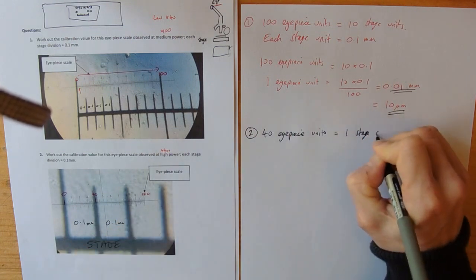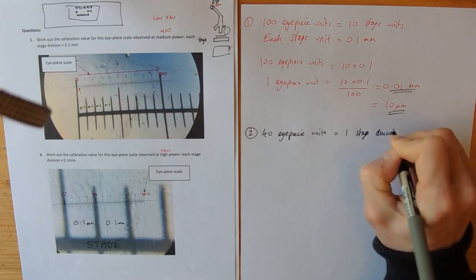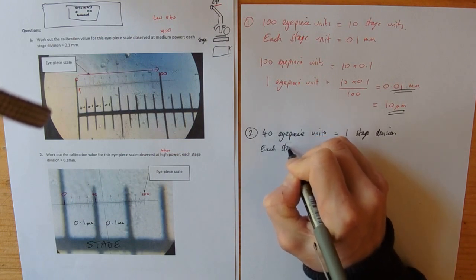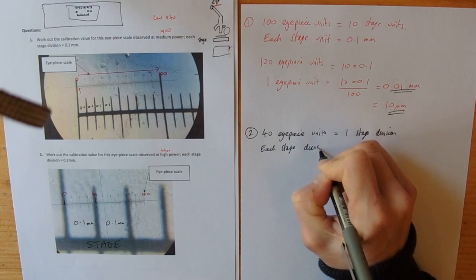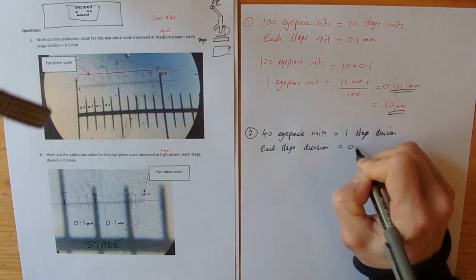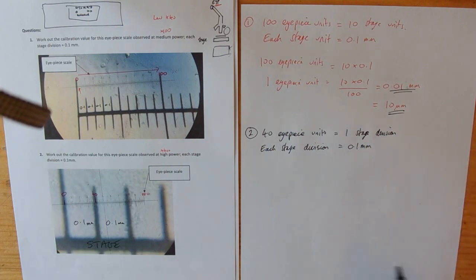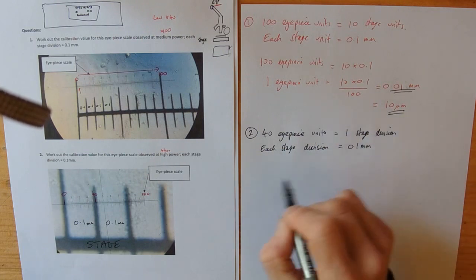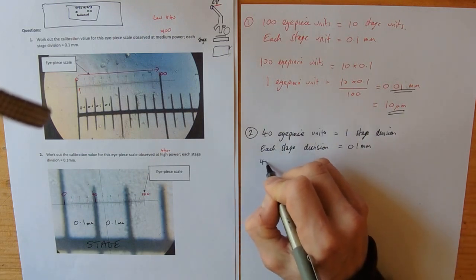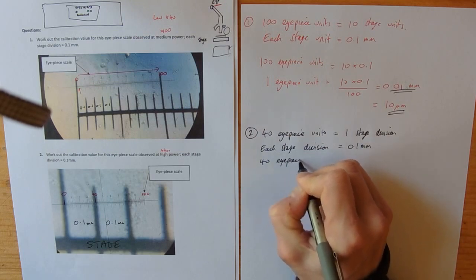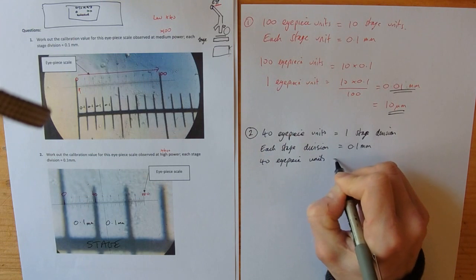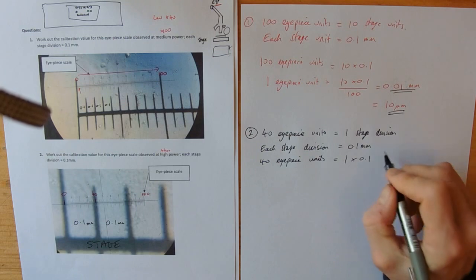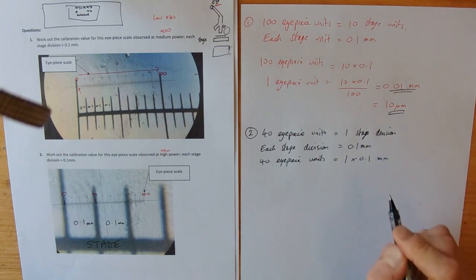One stage division. And a reminder that each stage division is 0.1 millimeter. I know you can cut some of these steps out, but then you're very prone to mistakes. So we're going to write it out in full here. And so 40 eyepiece units is one stage division times by our 0.1 millimeter, which would equal just 0.1 millimeter.